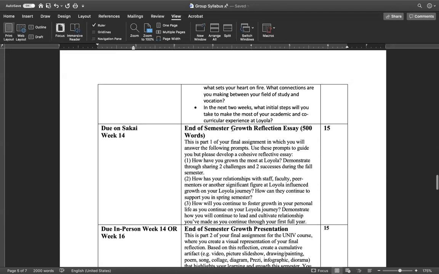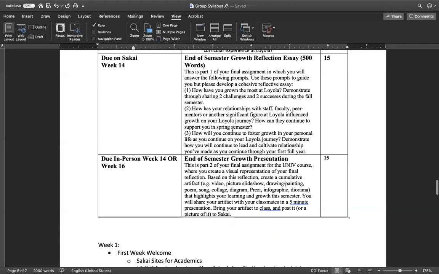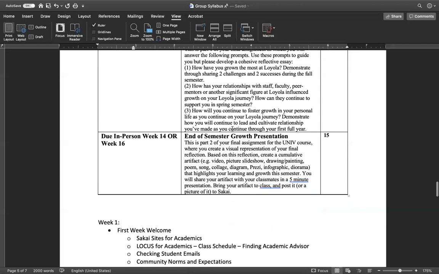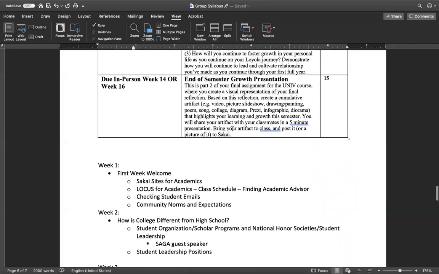And then for our last assignments, we have an end of semester growth reflection essay where we just want them to answer the prompts below. It's 500 words. Along with that, we want them to do a presentation that goes hand in hand with the essay. So we'll have them present in groups. You can be in group 1, where you go on week 14, or you'll be in group 2, where you go at week 16. Those two together are 15 points each, but overall the final project would be 30 points.